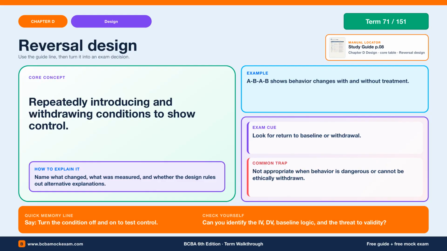Reversal design. A reversal design demonstrates control by introducing and removing the intervention. For example, behavior is high in baseline, decreases with intervention, increases when intervention is removed, and decreases again when intervention returns. The exam cue is ABAB or withdrawal and reintroduction. The trap is choosing reversal when it would be unethical or impractical to remove an effective intervention. Memory line: remove and return the intervention to test control.